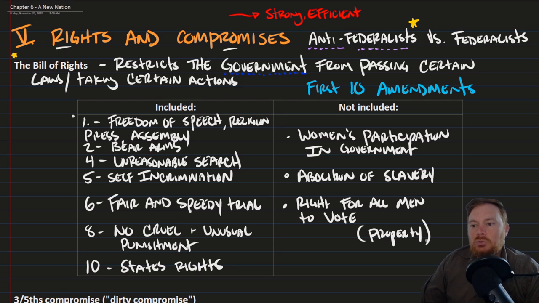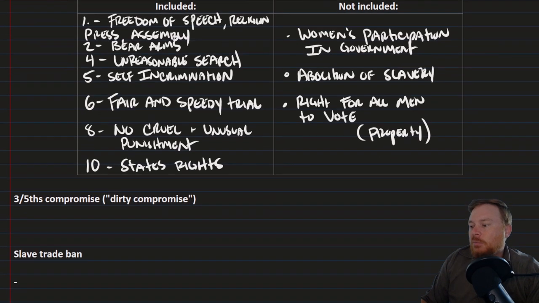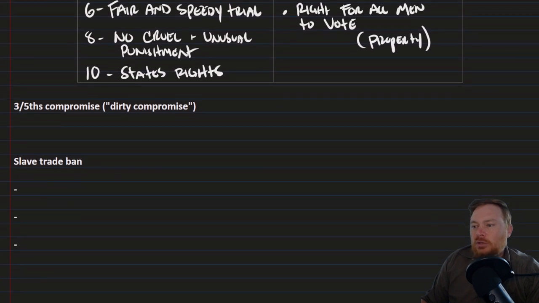Now, in addition to creating a Bill of Rights, the Constitution was also made up of compromises. And of course, we've talked in the last section about probably the compromise that was at the center of the Constitution.